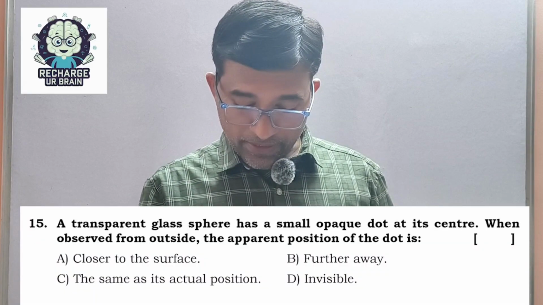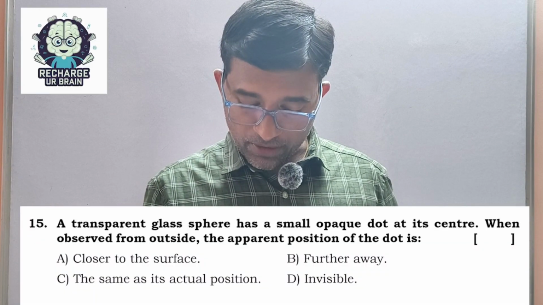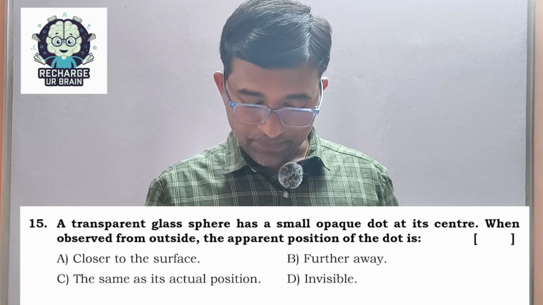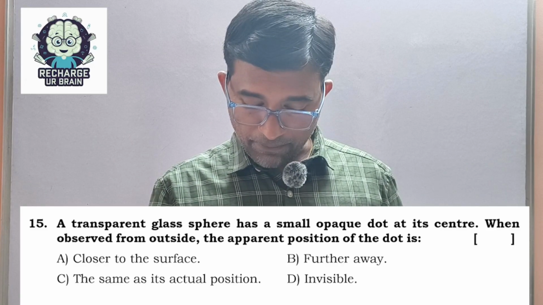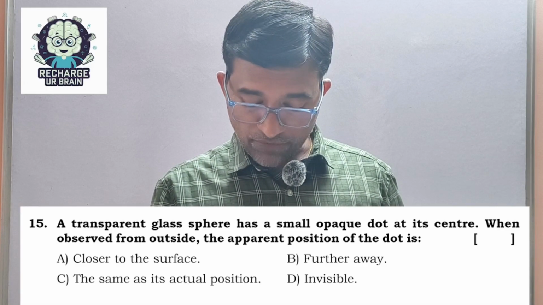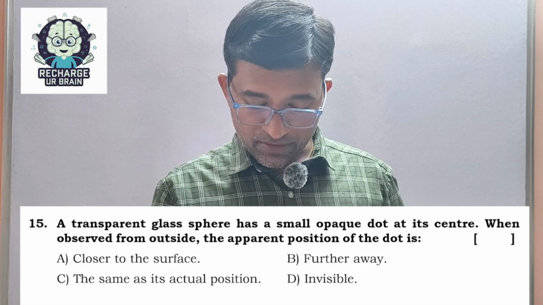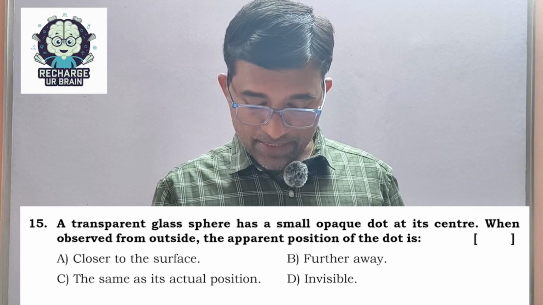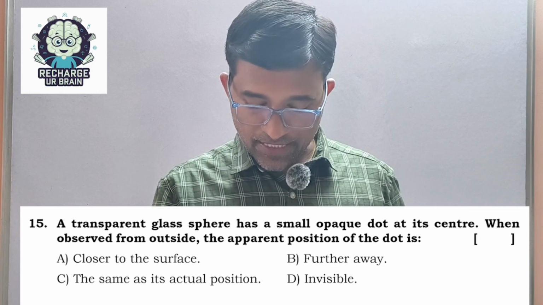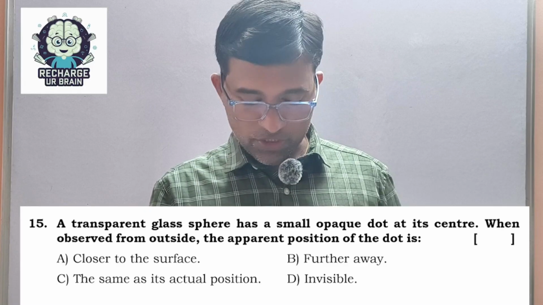Okay, next 15th question is, a transparent glass sphere has a small opaque dot at its center. When observed from outside, the apparent position of the dot is, closer to the surface, further away, the same as its actual position, invisible. The right option for the 15th one is C, the same as its actual position.